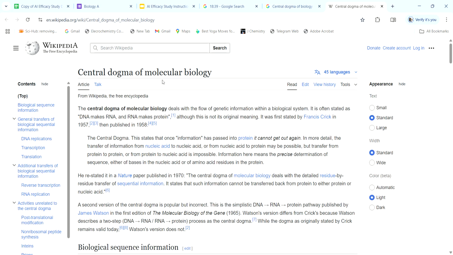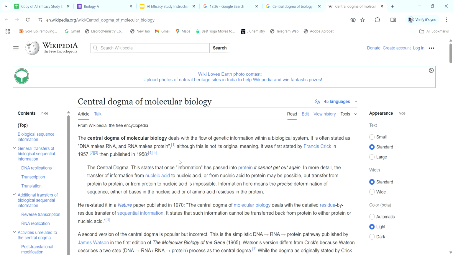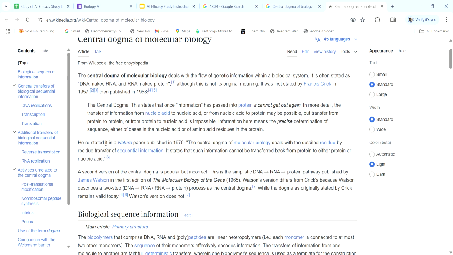So the central dogma of molecular biology deals with the flow of genetic information within a biological system. It is often stated as DNA makes RNA and RNA makes protein. Although this is not its original meaning, it was first stated by Crick in 1957 and then published in 1958. The central dogma states that once information has passed into protein, it cannot get out again.